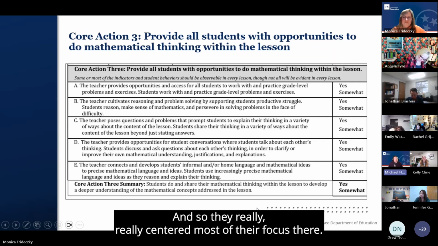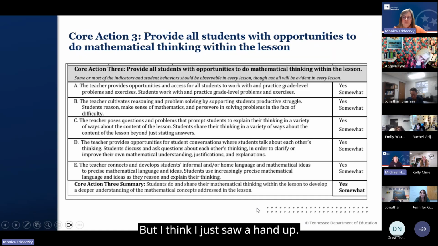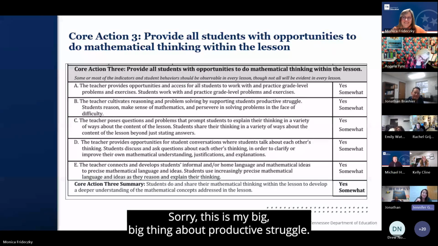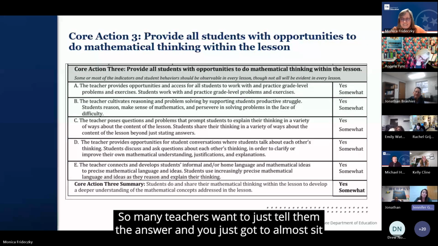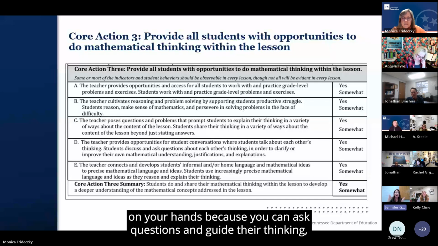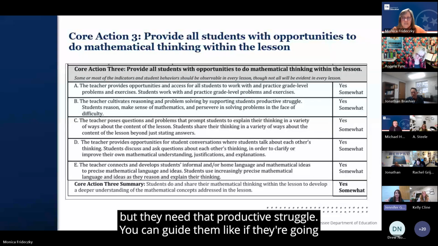But I think I just saw a hand up. Our former math teacher, Jennifer. Yeah. Sorry, this is my big thing about productive struggle. So many teachers want to just tell them the answer. And you almost have to sit on your hands because you can ask questions and guide their thinking, but they need that productive struggle.